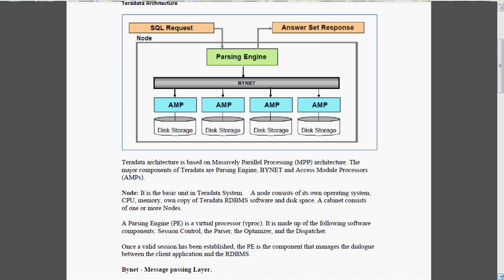Whenever the SQL request is received, the parsing engine first checks the syntax of the SQL. If it is okay, then it checks whether that particular person has access to the table. Then it optimizes the query, that everybody knows, that is the query plan. After preparing that query plan, it sends it to the AMP through BYNET. Here BYNET is the message passing layer.